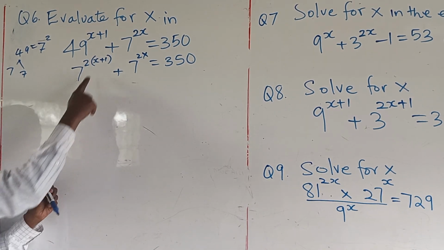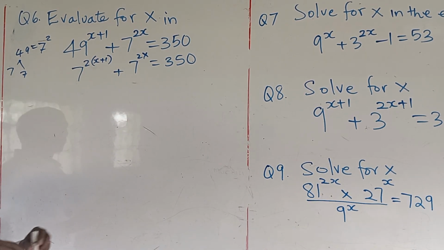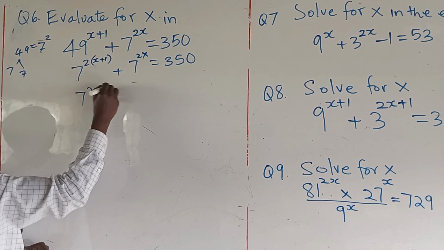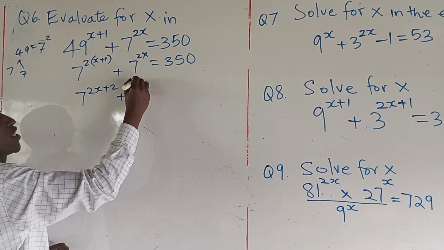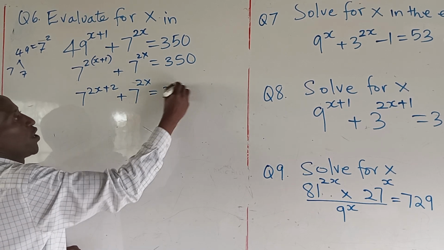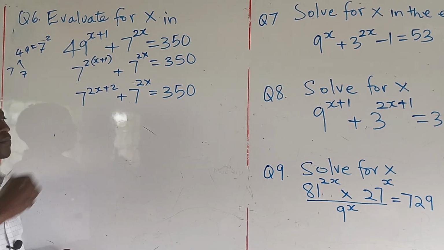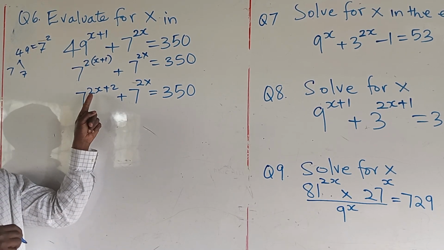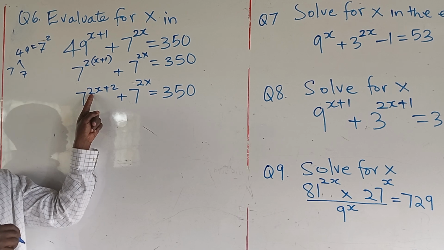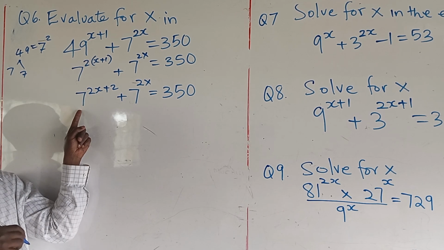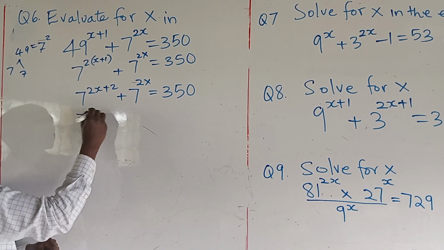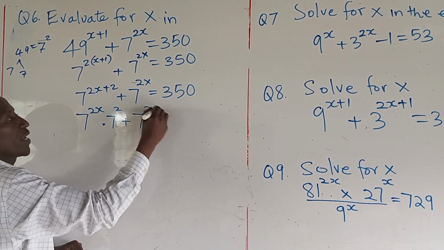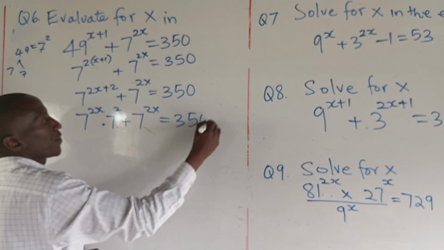So opening up the bracket, this is now a continuation of what we had seen earlier. We have 7 to the power 2x plus 2 added to 7 to the power of 2x, and that is equal to 350. In this case, we see that the powers are being added. What happened to the bases? The bases were multiplied. So 7 to the power 2x multiplied by 7 to the power 2, added to 7 to the power 2x is equal to 350.